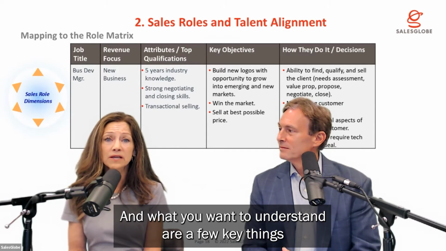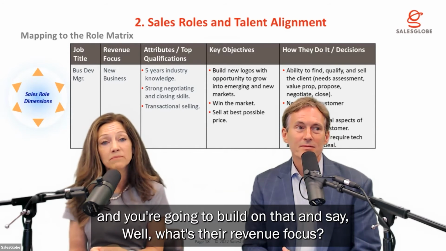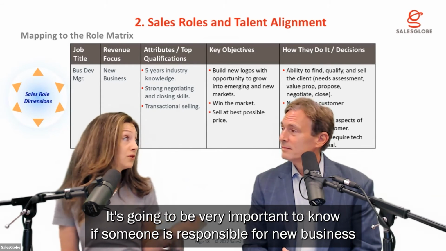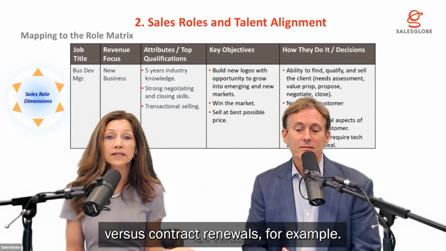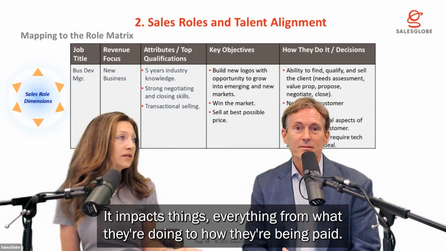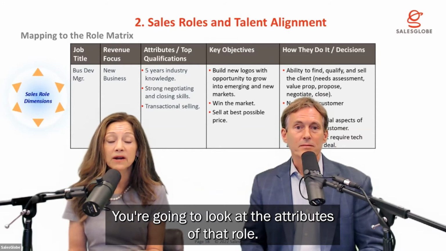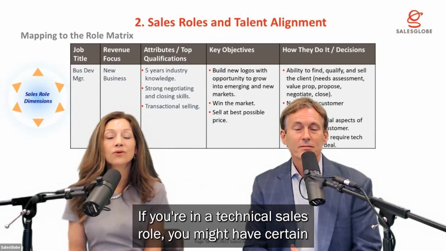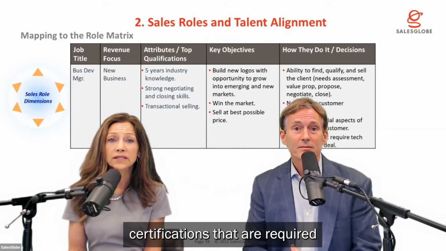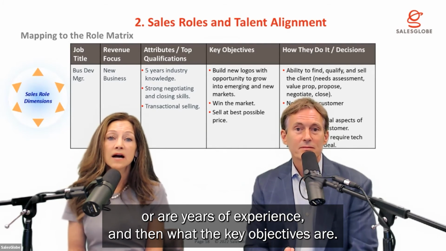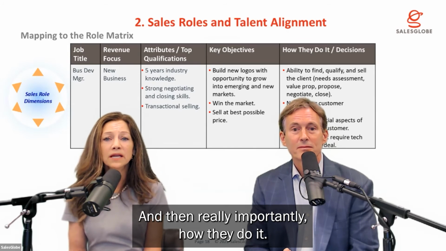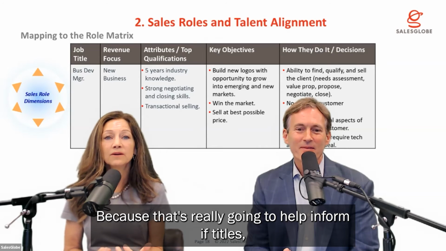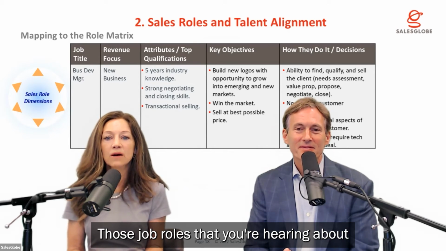And what you want to understand are a few key things. Sales role dimensions, we've already covered, and you're going to build on that and say, well, what's their revenue focus? It's going to be very important to know if someone is responsible for new business versus contract renewals, for example. It impacts everything from what they're doing to how they're being paid. You're going to look at the attributes of that role. So Mark just brought up different talent and skill requirements. If you're in a technical sales role, you might have certain certifications that are required or years of experience. And then what the key objectives are, and then really importantly, how they do it. And why do you want to know all this? Because that's really going to help inform if titles, are they really doing the same thing, those job roles that you're hearing about?